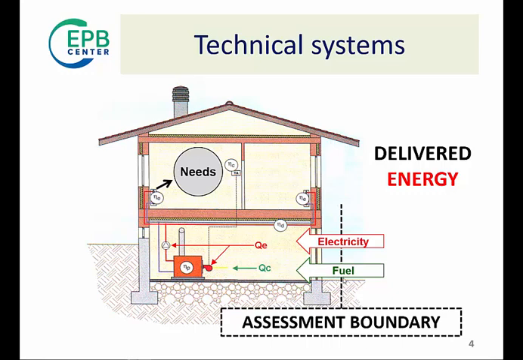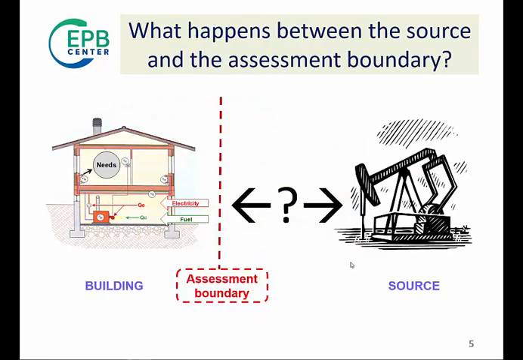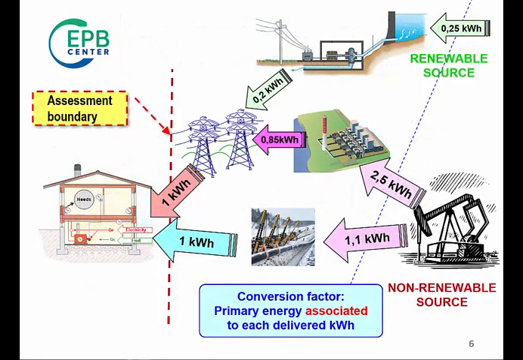So we know everything that happens until the assessment boundary. But then how can we sum the different energy carriers and what happens outside our building? Because the real burden is how much energy we shall extract from our non-renewable sources. Both questions are answered by the concept of weighted energy. And probably the most common weighted energy indicator is primary energy. We call primary energy the amount of energy that has to be extracted from non-renewable sources or renewable sources for each kilowatt hour of energy carrier which is delivered to your building.